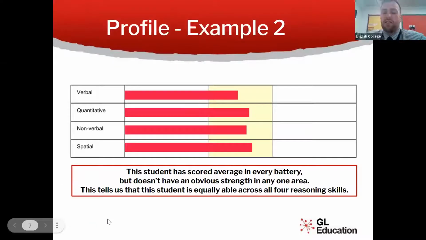Here you might find that your child's profile looks a little bit like this. And you can see here that this child, for example, has scored average in every battery. And there isn't one area that particularly stands out, quite even across the board. And this student, we would say, is equally balanced across 4 areas of the reasoning skills.